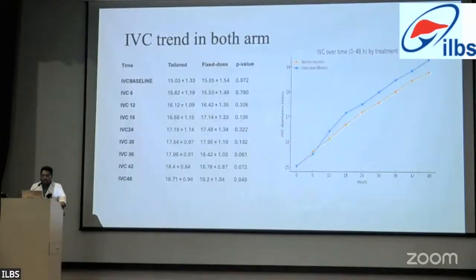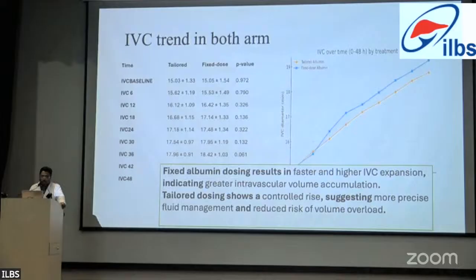This is the IVC trend in both arms, where fixed dose albumin results in a faster and higher IVC expansion, indicating greater intravascular volume accumulation. Tailored dose albumin shows a controlled rise, suggesting more precise fluid management and a reduced risk of volume overdose.